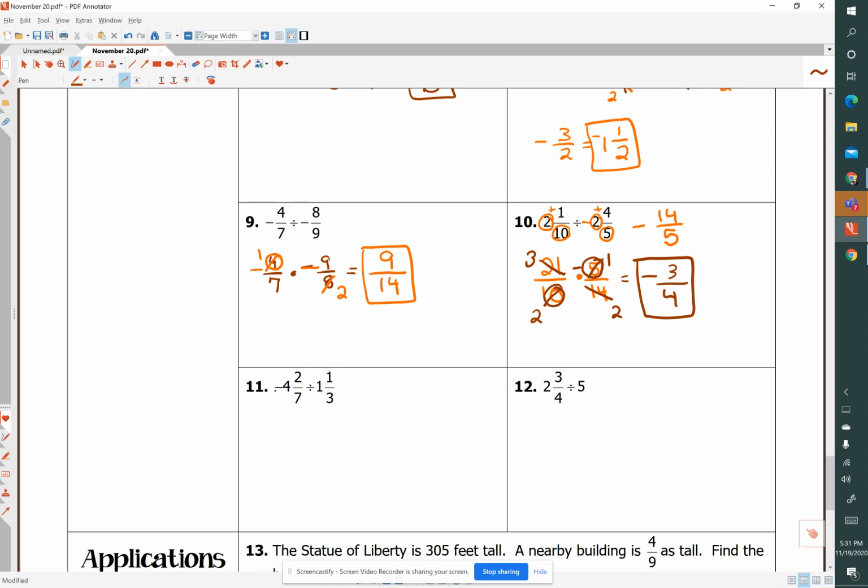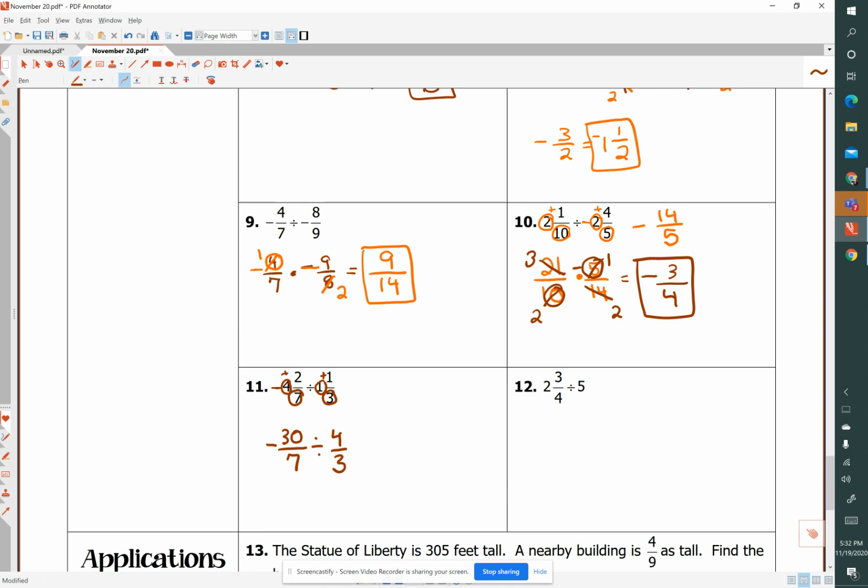In number 11, we have a negative times a positive, so our answer will be negative. We've got two mixed numbers, so first we convert those to improper fractions. 7 times 4 is 28, plus 2 is 30. So we have a negative 30 over 7. The denominator stays the same. And I'm going to actually write out the division on this one first. So divided by 3 times 1 is 3, plus 1 is 4, divided by 4/3.